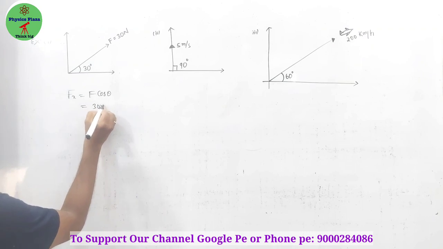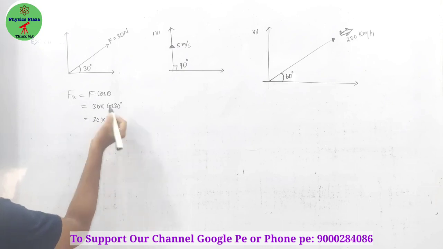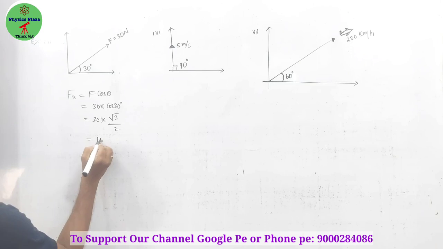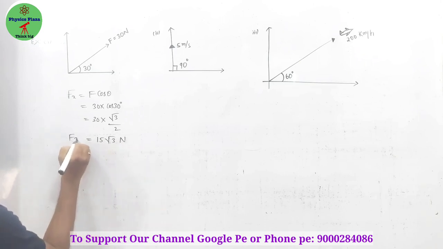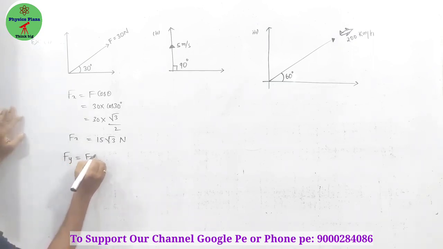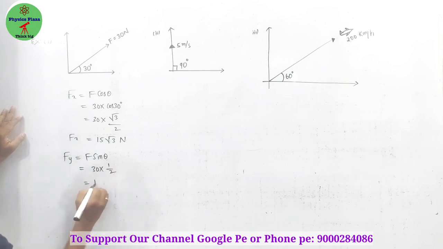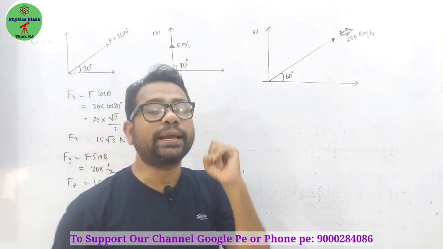It is 30. And here is cos 30 degrees. So this is 30 into cos 30, which is how much, children? Yes, it is root 3 by 2. So this is 15 root 3 newtons, which is the horizontal component. Let us try to calculate the vertical component, children. Yes, the vertical component will be F sin theta. So this will be 30 into sin 30, which is 1 by 2. So this is going to be 15 newtons. Children, it is as simple as that. This is how we can calculate the horizontal and vertical components. Here you should see only that angle theta.